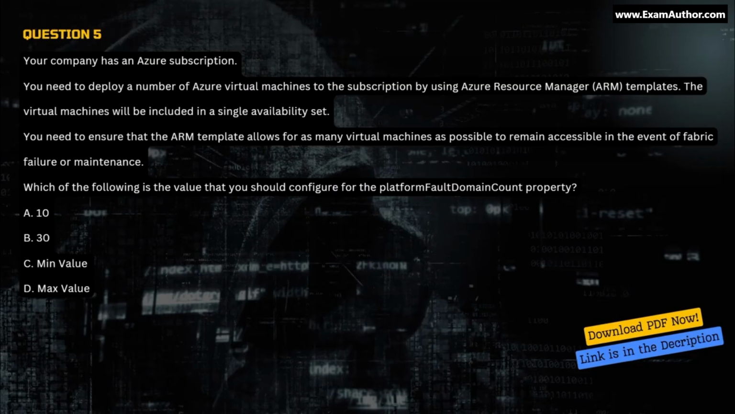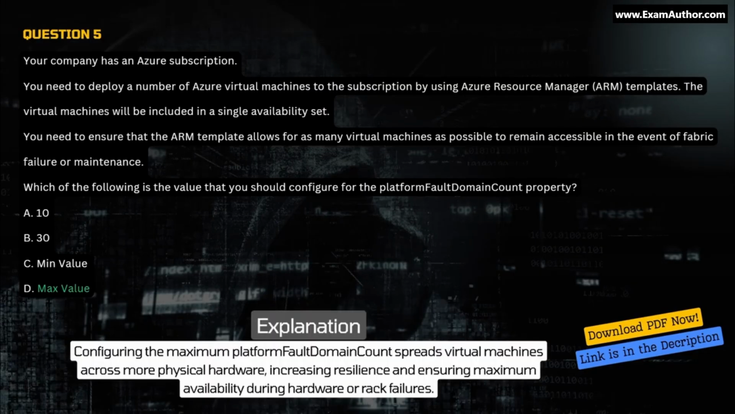A. 10. B. 30. C. Min value. D. Max value. Correct answer D. Max value. Explanation. Configuring the maximum platform fault domain count spreads virtual machines across more physical hardware, increasing resilience and ensuring maximum availability during hardware or rack failures.